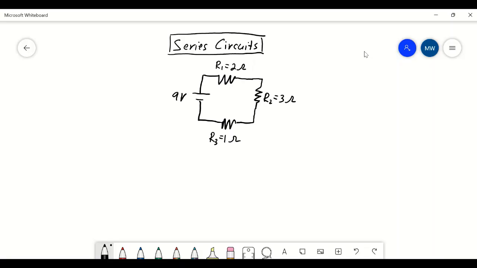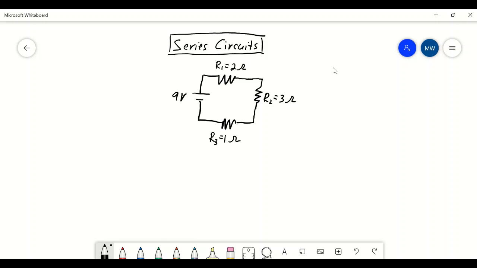Okay, this video is about series circuits. So I've drawn a series circuit here. There's a 9-volt battery, and we have 3 resistors. They're all in the same line. We can see that the current would go from the positive terminal around through all of the resistors and then go back. There's only one option for the current.